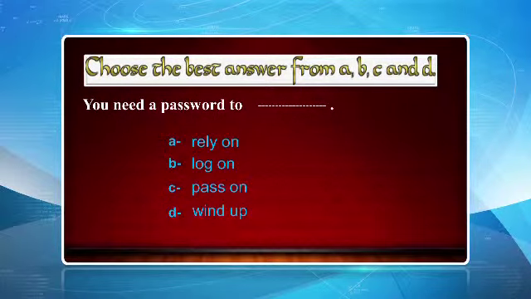Next, you need a password to A, rely on, B, log on, C, pass on, and D, wind up. And these are all phrasal verbs. So they are verbs that are phrases. They are made up of at least 2 or more words. So what is the most appropriate answer to this question? It is in fact log on. You need a password to access the internet or to access a certain page on the internet.